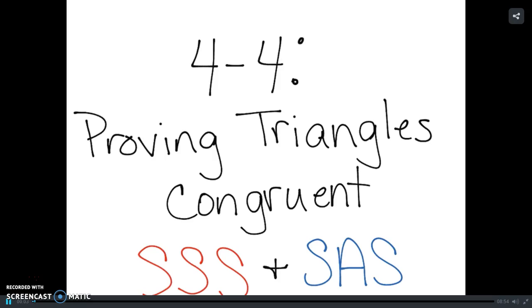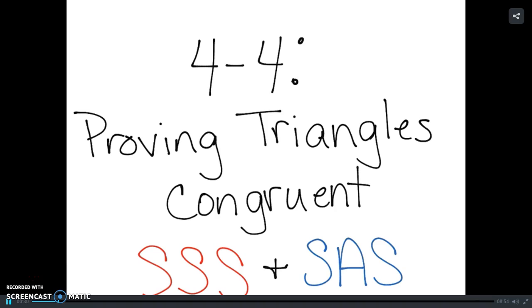Today we're going to be talking about how we can prove that two triangles are congruent to each other. And what we're actually focusing on today are two shortcuts, because up until this point, we've said that if you want to prove that two triangles are congruent, you have to prove that all the sides of one triangle are congruent to all the corresponding sides on the other triangle, and all the angles on one triangle have to be congruent to all the corresponding angles on the other triangle.